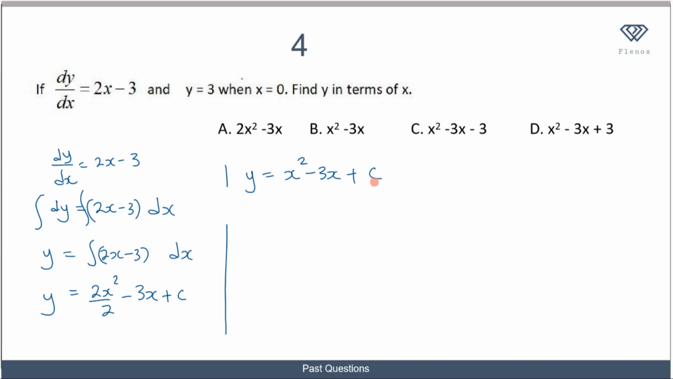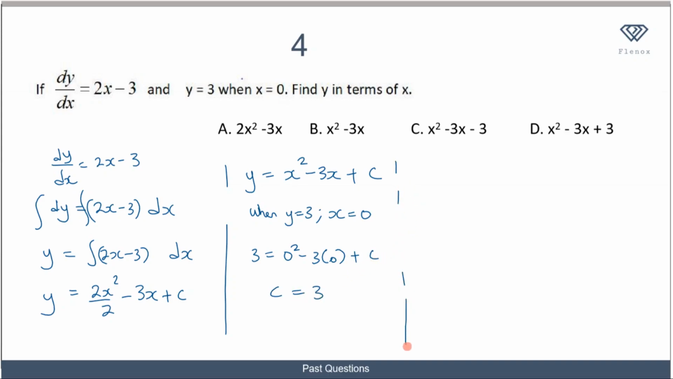But I can find my constant of integration because I'm told that when y is 3, x is 0. So I'm told that when y is equal to 3, the value of x is equal to 0. So if I substitute it here, I get 3 is equal to 0 squared minus 3 into bracket 0, then plus c. So that means my c value is equal to 3.